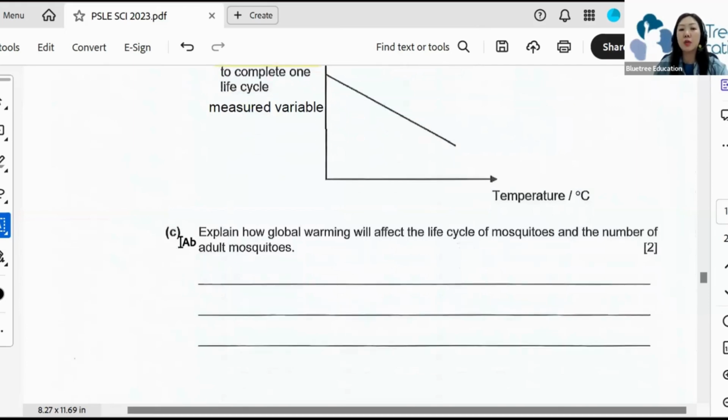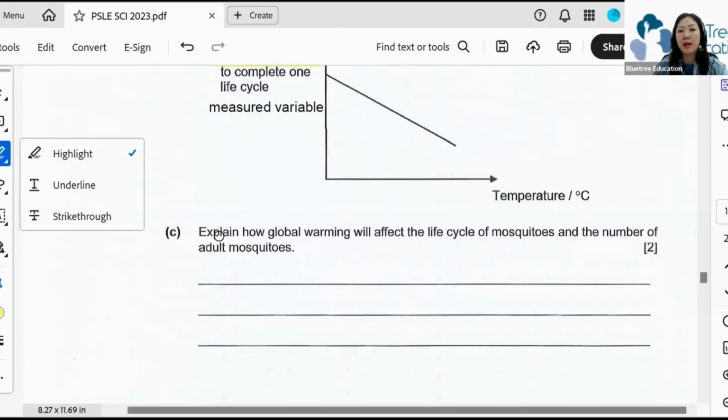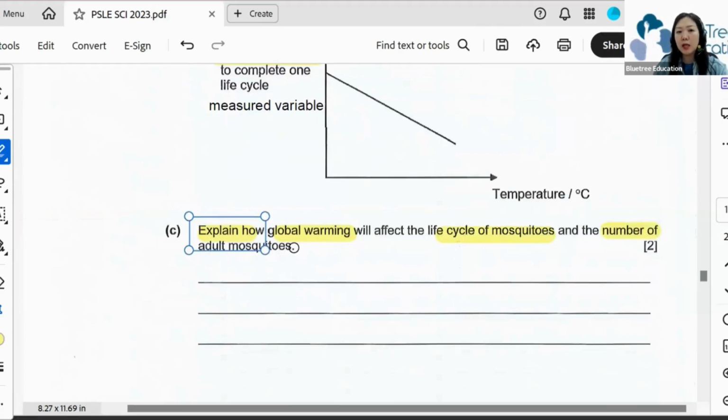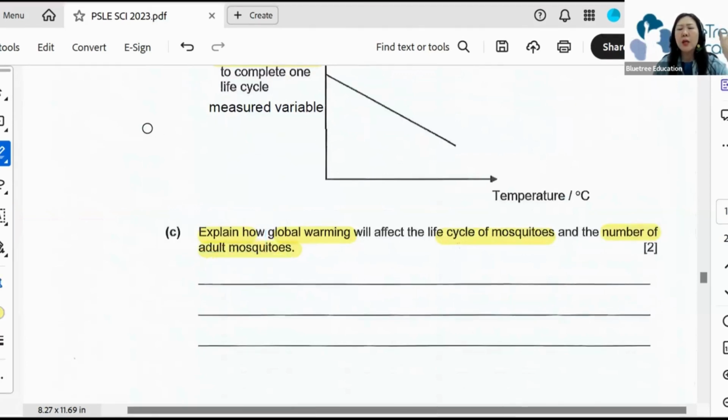So explain how global warming will affect the life cycle of the mosquitoes and the number of adult mosquitoes. Whoa, big question. Never mind, analyze and annotate first. Explain global warming, how it affects the life cycle and the number of adult mosquitoes. Now, it is very important, children, that you go slow when you're reading the question. Never scan the question. Do not scan. The meaning of scan is that you read so fast, you forget what the question is asking you about.